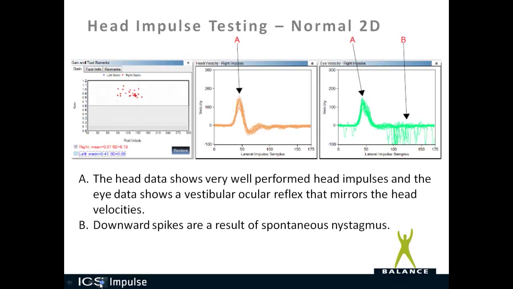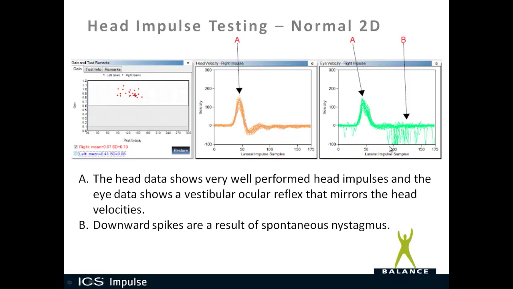Here's an example of a 2D graph from the ICS Impulse system. What you see over on the left-hand side is the gain graph. Then you have the head for a rightward head impulse, and then the eye movement. And if you look at A, if you compare the head to the eye, they look very similar, and that is why all the gains are above 0.6. The average of this right gain is 0.87.